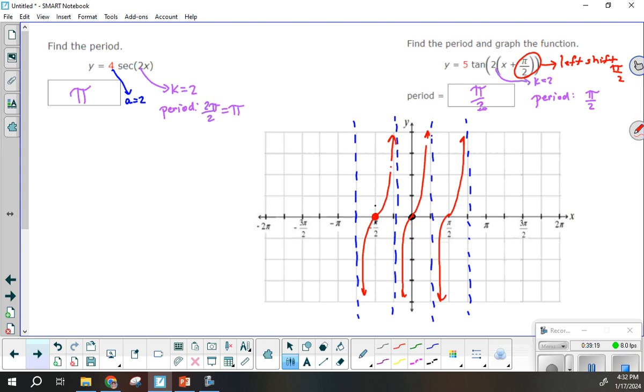Okay, again, we squished the period to half. Instead of going negative pi over 2 to positive pi over 2, we squished it to essentially negative pi over 4 to positive pi over 4, but then we shifted left. So again, from here to here is pi over 2. Okay, that's my width.